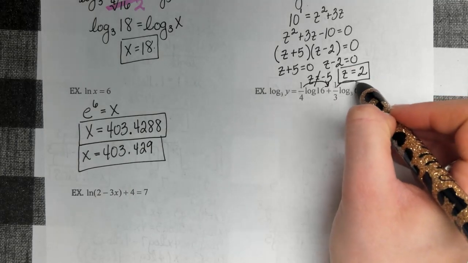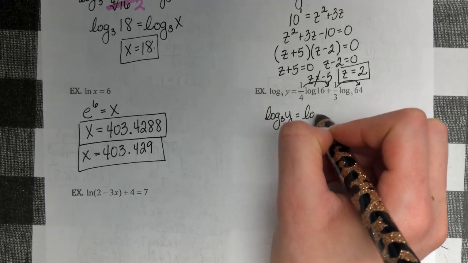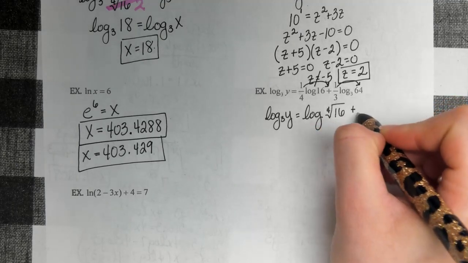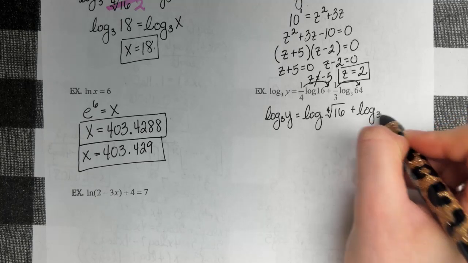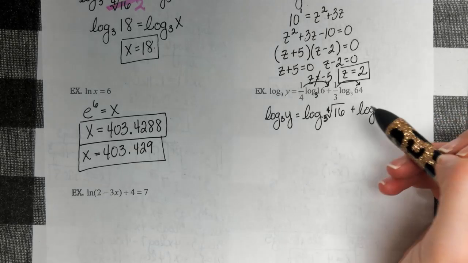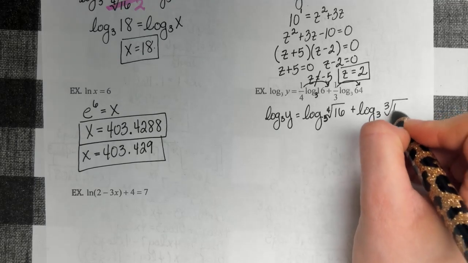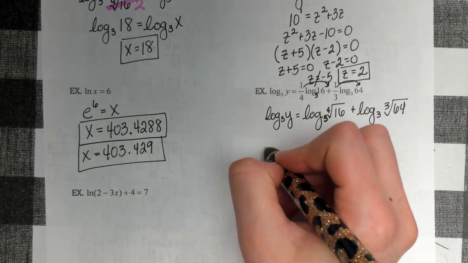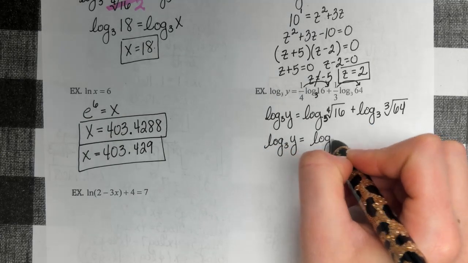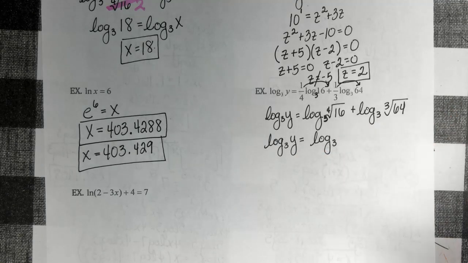Those become exponents. So I've got log base 3 of y equals log base 3 of 16 to the 1/4, which is really the 4th root of 16, plus log, oh, I've got a log base 3 there. It's not typed, but it should be there. And then 64 to the 1/3 is the cube root of 64. So log base 3 of y is equal to log base 3 of, what's the 4th root of 16? What is the cube root of 64?